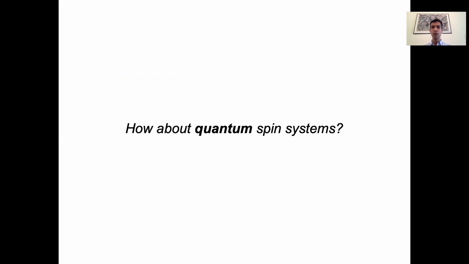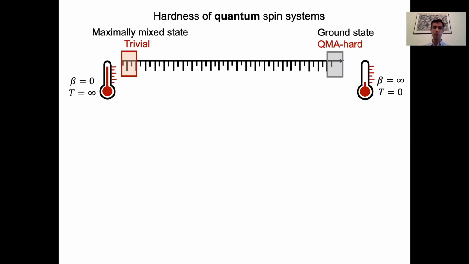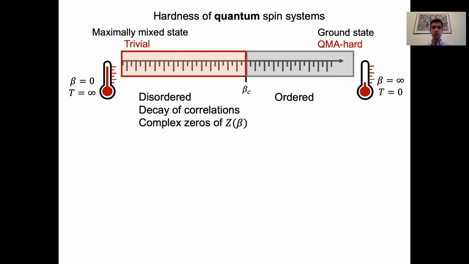So how does this picture change in that case? In quantum systems, we still don't have a complete picture of how things are, but let me mention some of the things about classical systems that we know carry over to quantum. In the two extreme cases, we still have the same situation. It's trivial to estimate things in the infinite temperature case, and at low temperatures, the problem is QMA-hard, where QMA is the quantum analog of NP. We also again have the physical phase transition, which can be characterized by either looking at the decay of correlations or the complex zeros of the partition function.